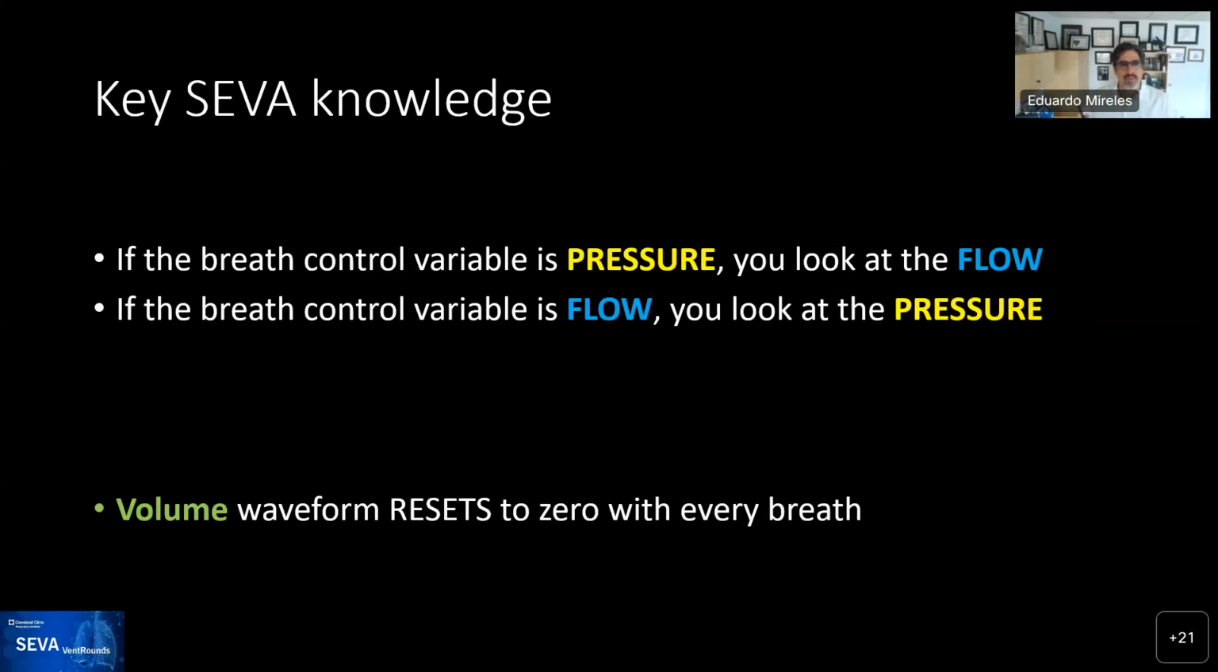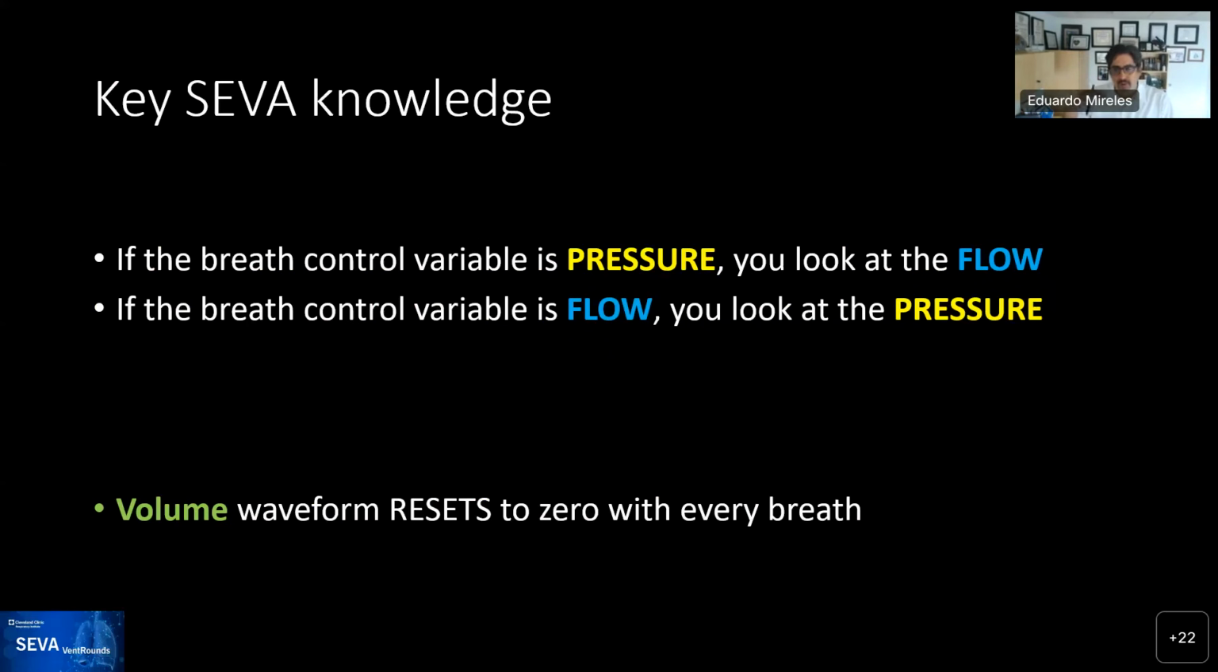And the other common key SEVA knowledge that you need to be aware of is that the volume waveform on the ventilators resets to 0 with every breath, meaning it doesn't accumulate the prior volume that got trapped in the last breath or in the next one. When the breath starts, it triggers, it goes back to 0 and starts from there.